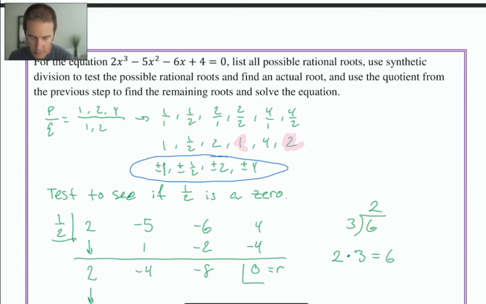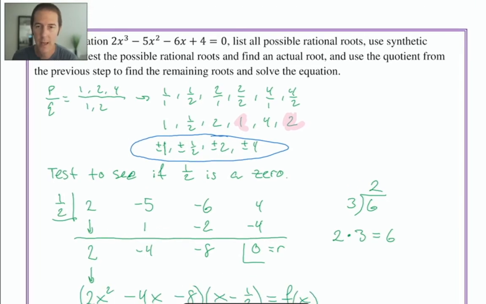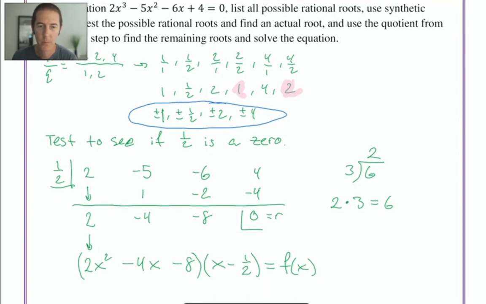Use synthetic division to test the possible rational roots and find an actual root. We got lucky and we tested 1/2 as a 0, which allowed us to find an actual root. So that is positive 1/2. And then we use the quotient from the synthetic division process to find the remaining roots.